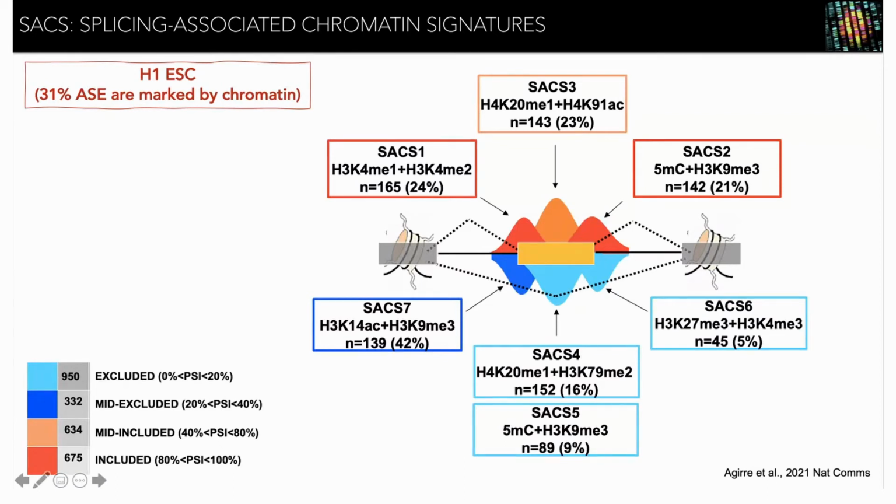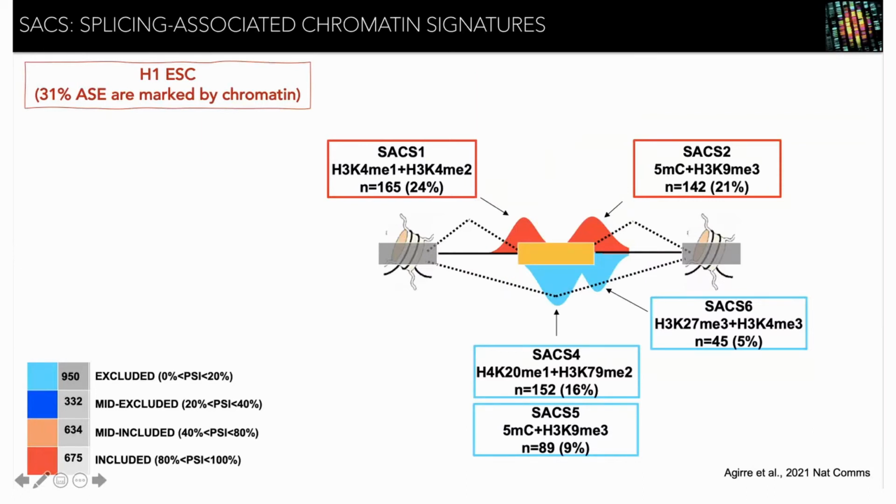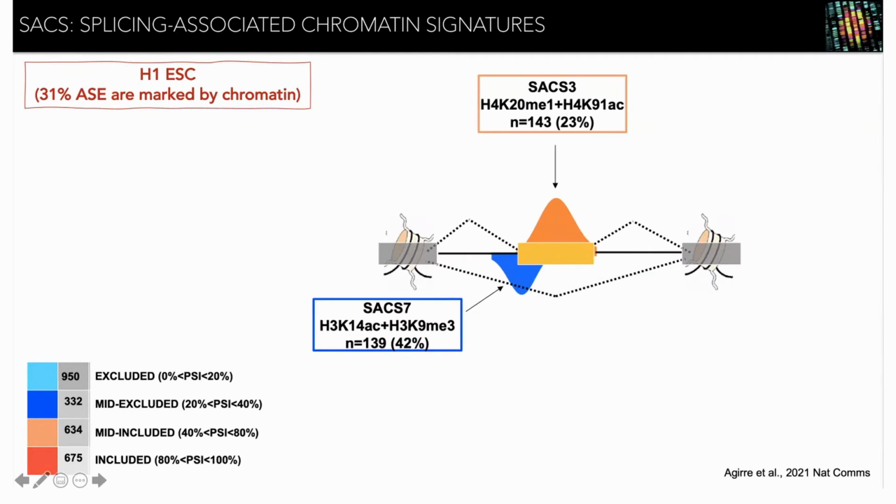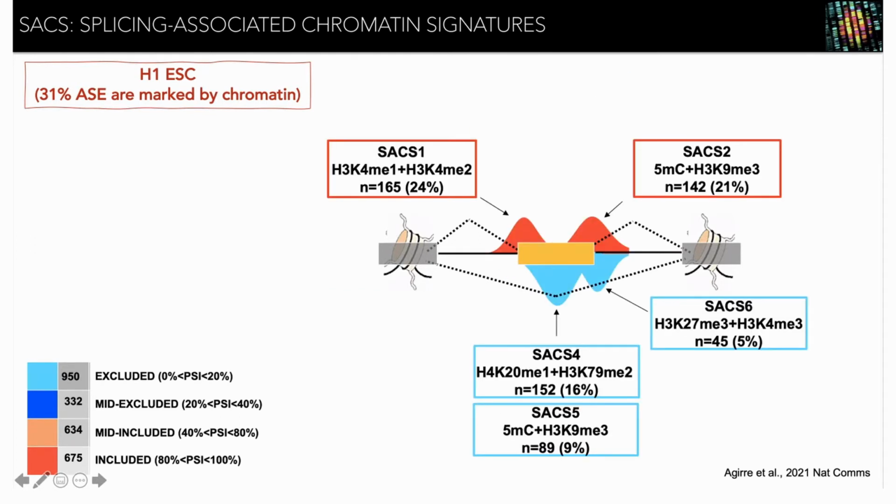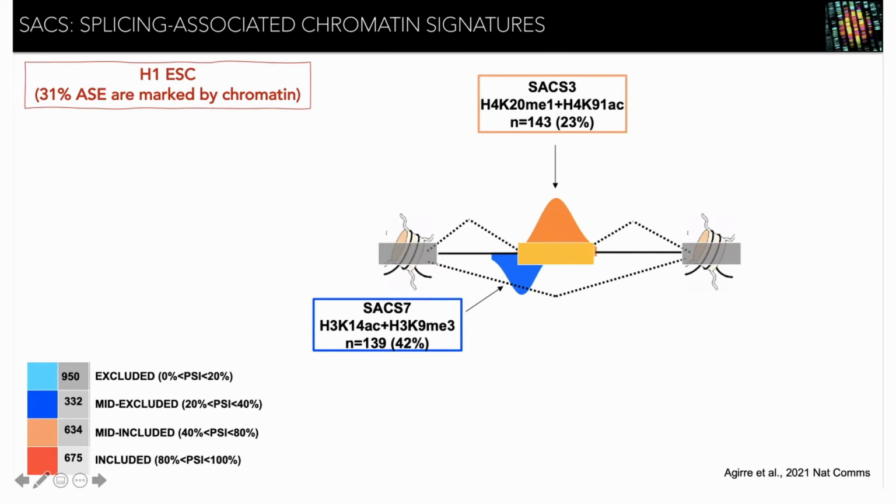Those SACS differentially enrich 31% of all the alternatively spliced exons expressed in embryonic stem cells. We will see that those SACS are highly combinatorial and position dependent. What I mean by that is that, depending on whether you're included or excluded, you have more than one combination. And depending on which combination, you could go with inclusion or exclusion. So it's not only one combination with inclusion and one combination with exclusion, but we could have more than one. We will also have specific combinations for the mid-included and mid-excluded.